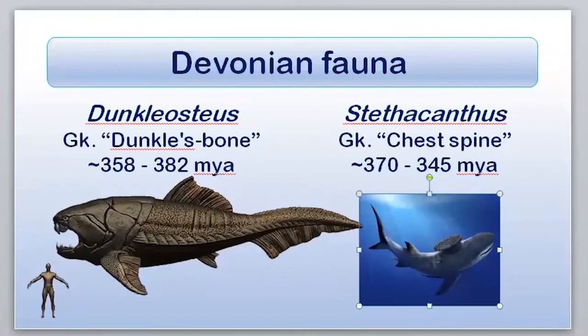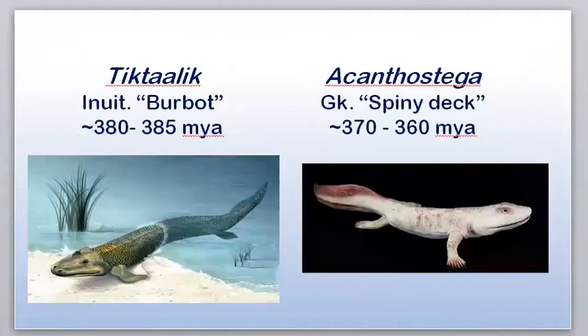Then in the Devonian era, there are several other animals I put. These are two species. If anyone knows about them, again, you can share your knowledge. There's Tiktaalik and Acanthostega. Acanthostega is an early relative of reptiles.